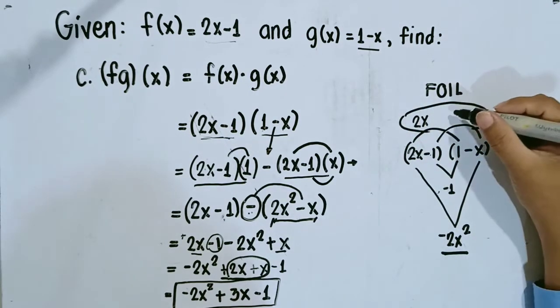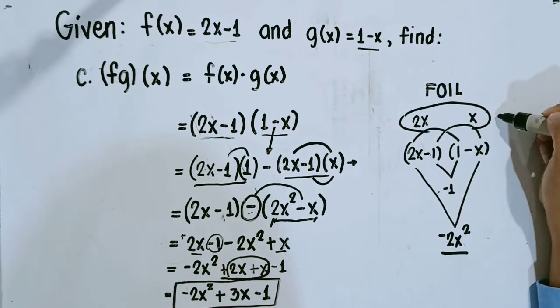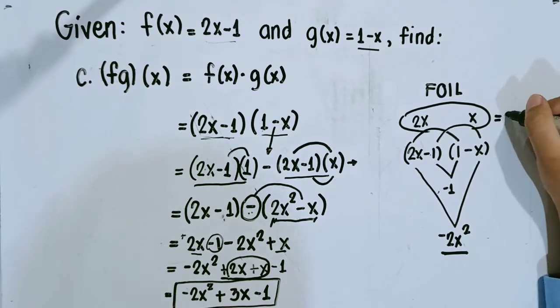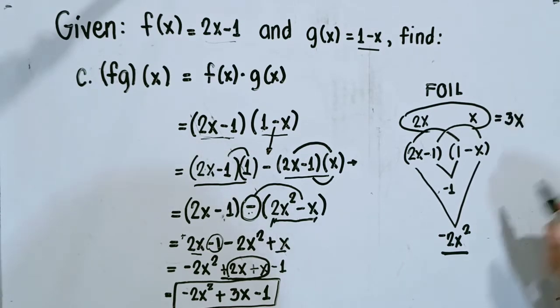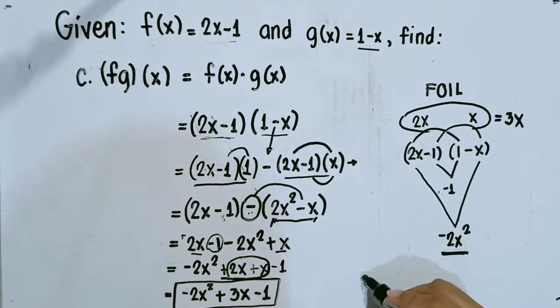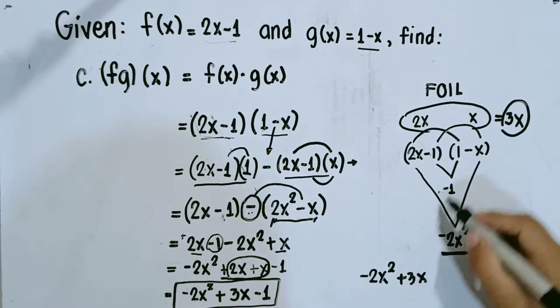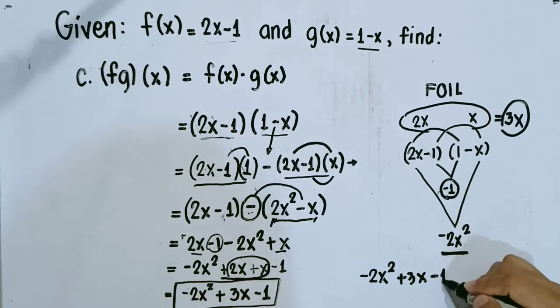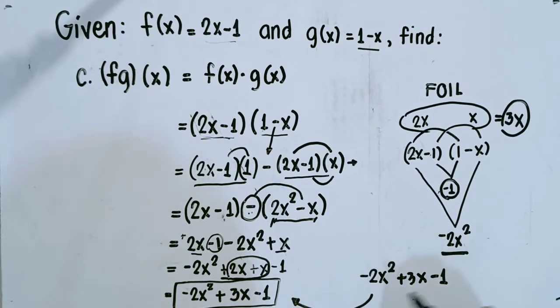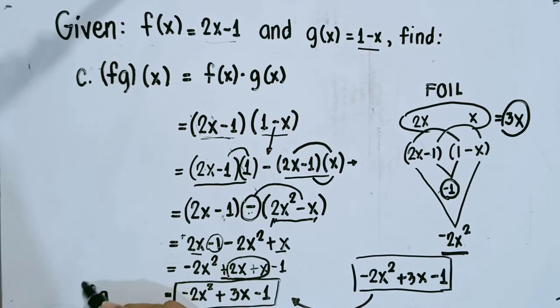So here in our terms, we will combine 2x plus x. The answer is 3x. Then we will write the first term, negative 2x squared. Next, we have positive 3x. And lastly, we have negative 1. So it's just the same: negative 2x squared plus 3x minus 1. So the answer for f times g of x is equal to negative 2x squared plus 3x minus 1.